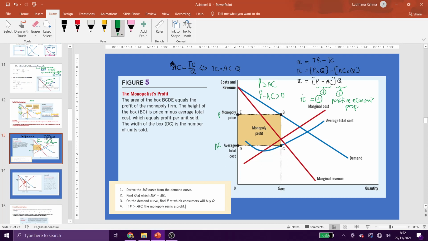Positive economic profit. So where is the profit? The profit is the area: price minus AC, the distance between price and AC, times Q. Where's the Q that we want to produce? Here, right? So I move the line from there to here. So what do we have? A rectangle. This rectangle shows the monopoly profit of a monopolist, right? That is the profit in a monopoly firm.